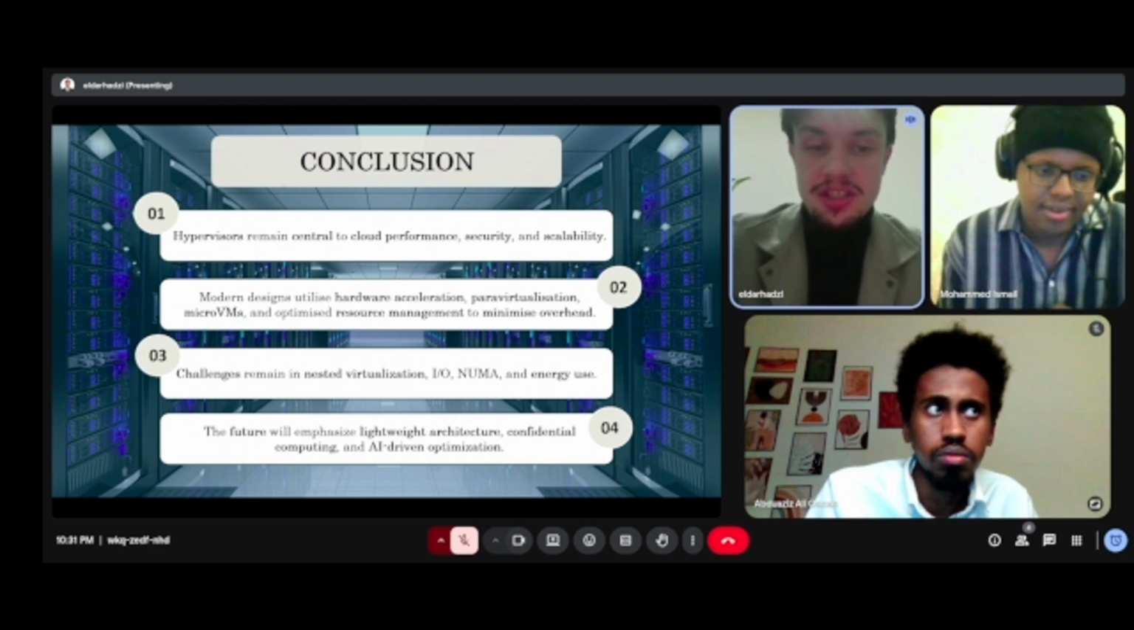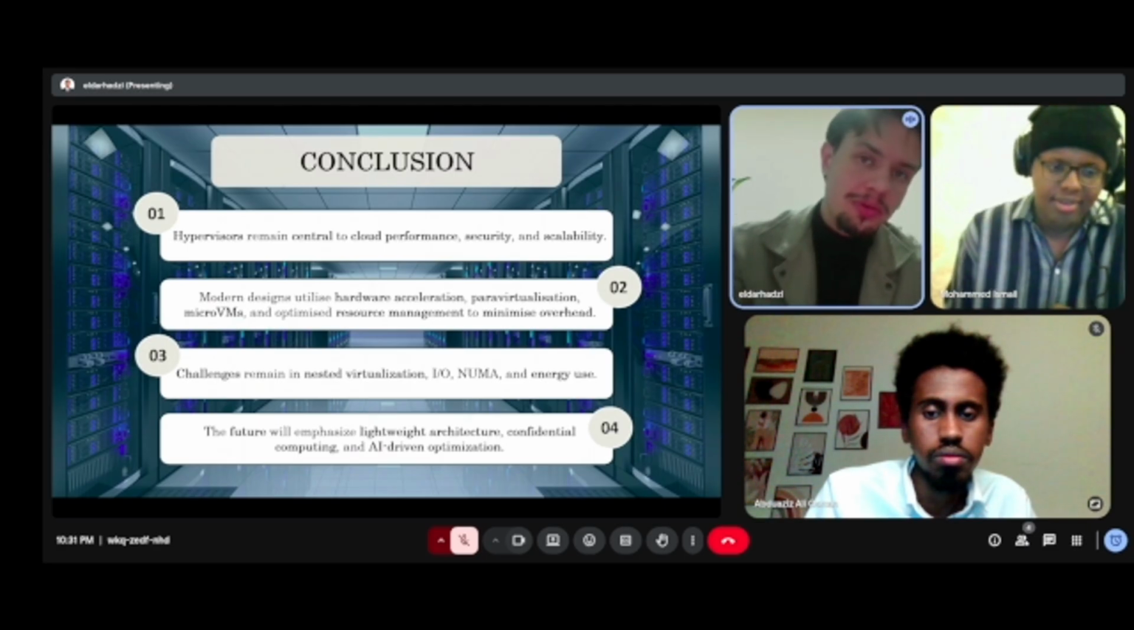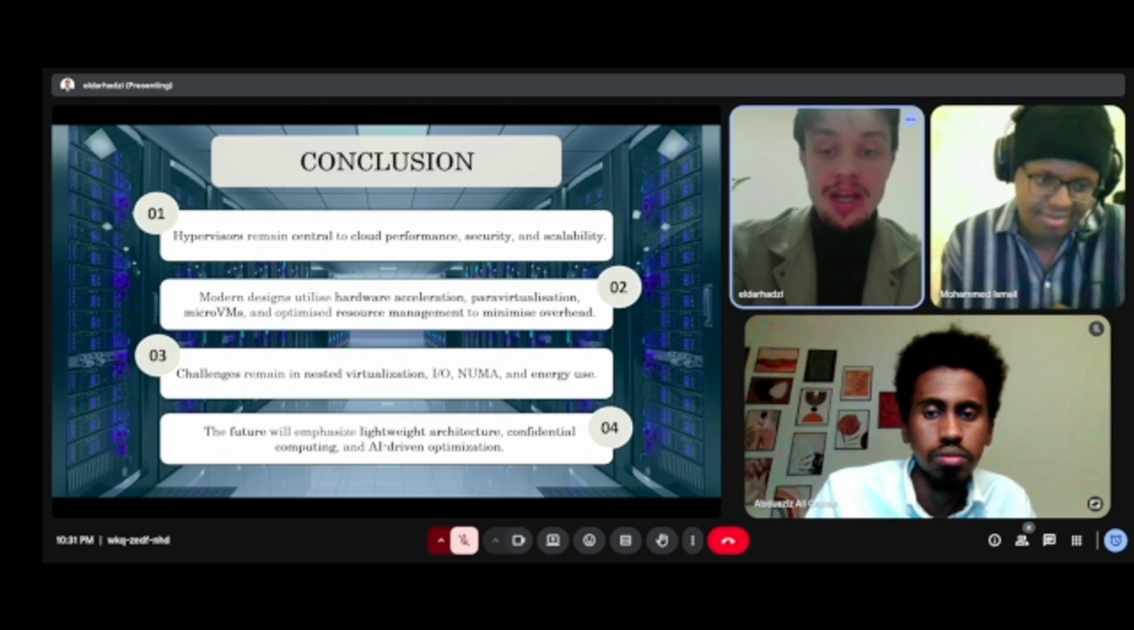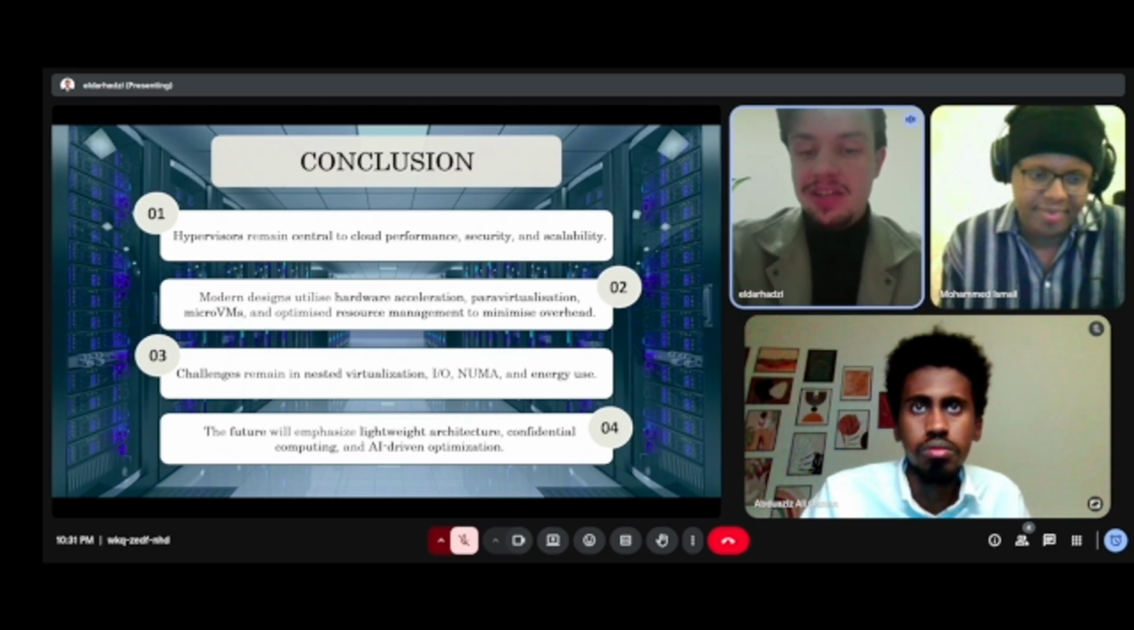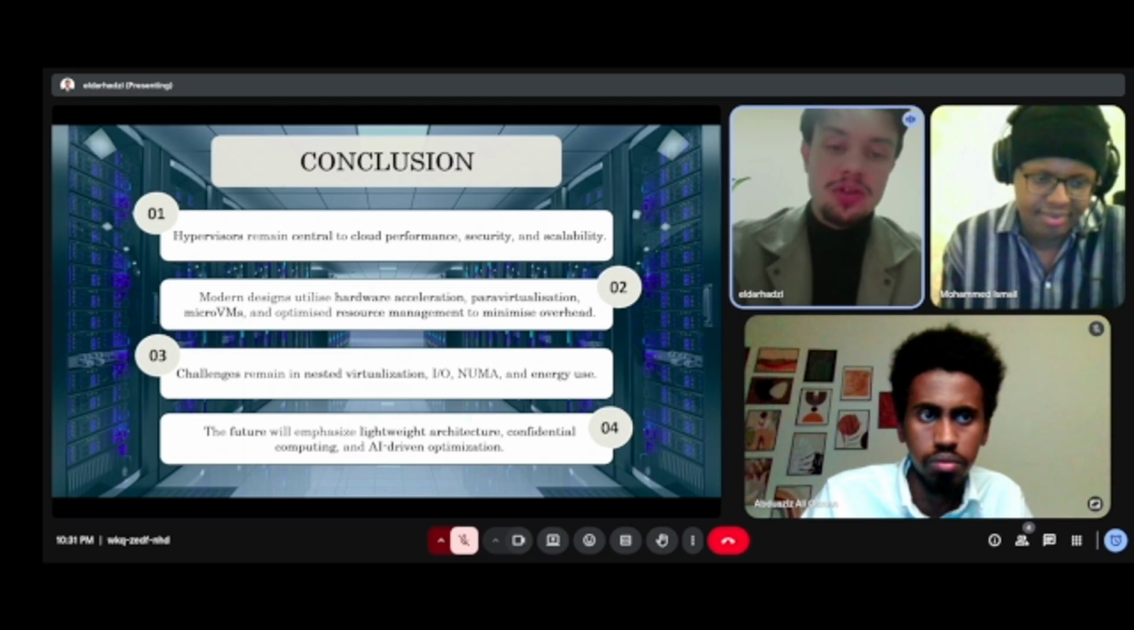Some of the challenges remain in nested virtualization, as Yusuf mentioned, I/O, NUMA, and energy use, which are the big things we should probably resolve in the future. When we talk about the future, we will emphasize lightweight architectures and confidential computing while also focusing on AI-driven optimization.